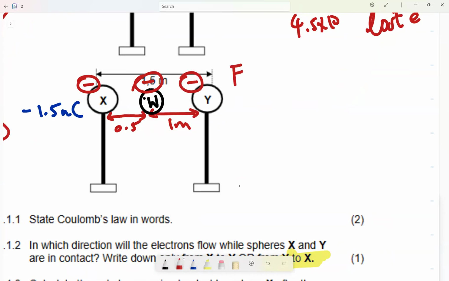Let's calculate the force that X exerts on Y, okay? And it is towards the right. X will cause Y to move towards the right. If I draw a free body diagram, then Y will cause W to go in the opposing direction, so it will be the force of Y on W. I repeat, what will X cause W to do? They will repel. This will go there, that will go there.